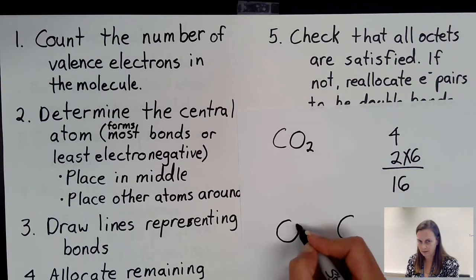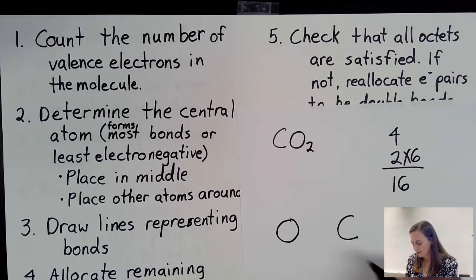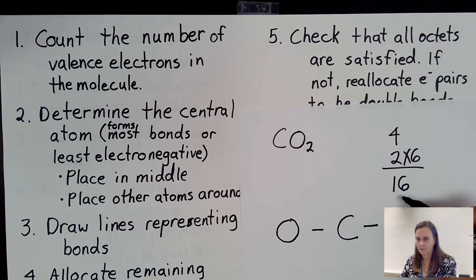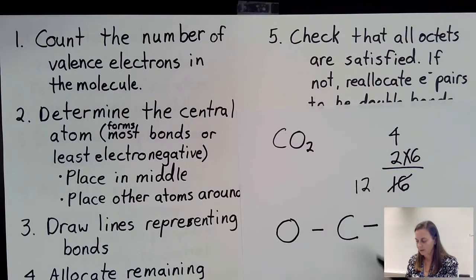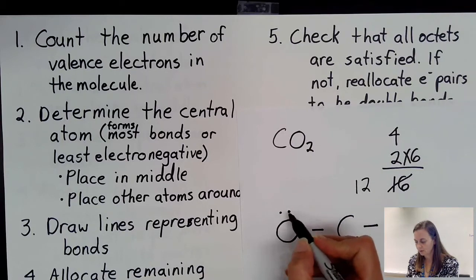We're going to draw lines representing our bonds. So we have our two lines representing our bonds. We've now used up 4 of our electrons, so we only have 12 left. So I have 12 valence electrons that I can allocate. So I'm going to put 2, 4, 6 on the oxygen.